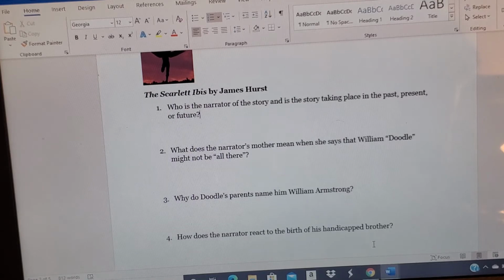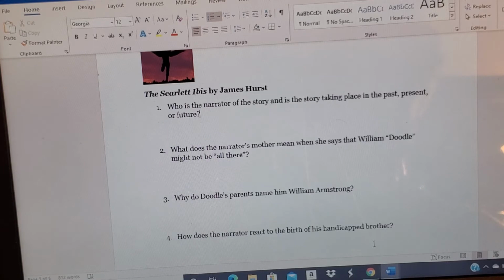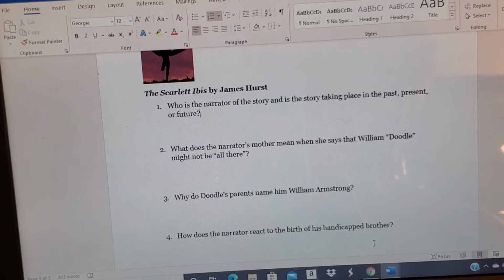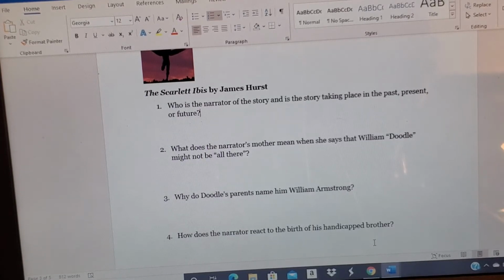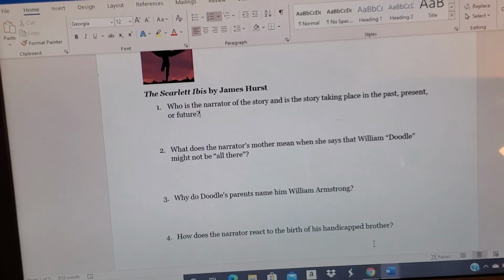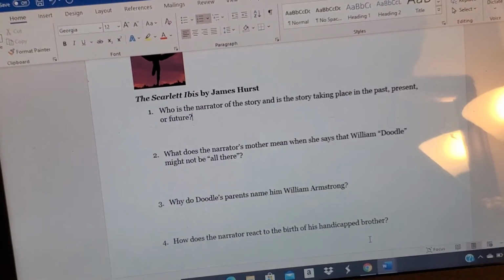So we see how the sickly bird is symbolic of Doodle, because Doodle was a sickly child too. So let's see if we can't answer some of these questions.